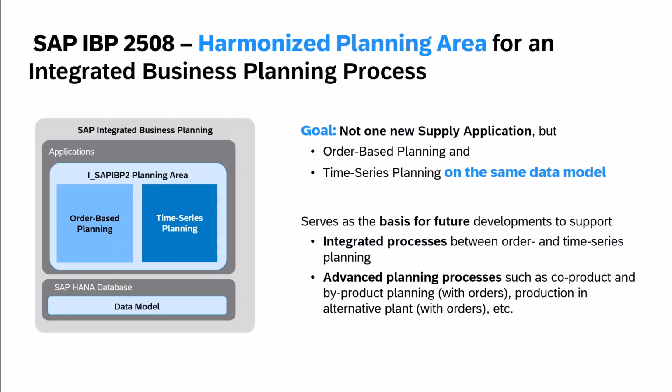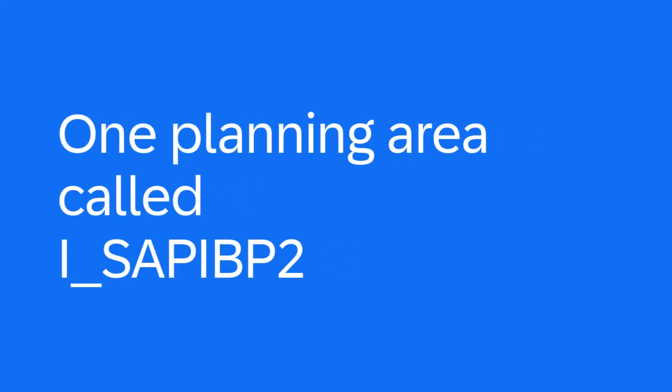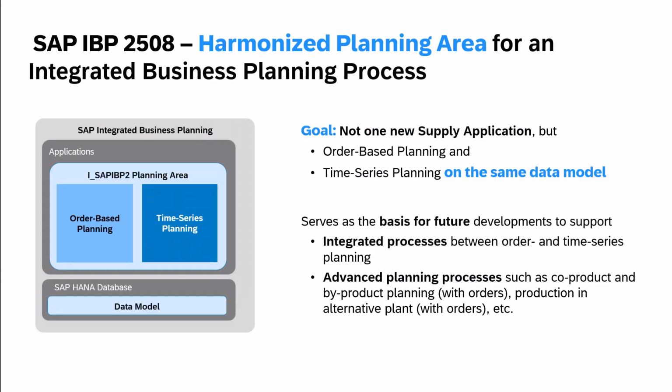Here we see order-based and time series supply planning, running in one planning area called SAP IBP2. Both have unique feature strengths and benefits. Time series supply planning is perfect for mid to long-term planning. It is fast, agile, and can run simulations. Data are not static. You can easily adjust.